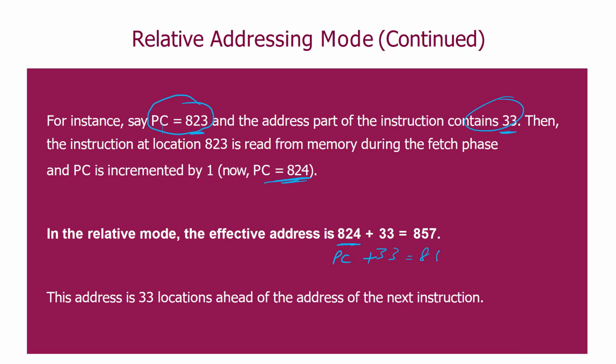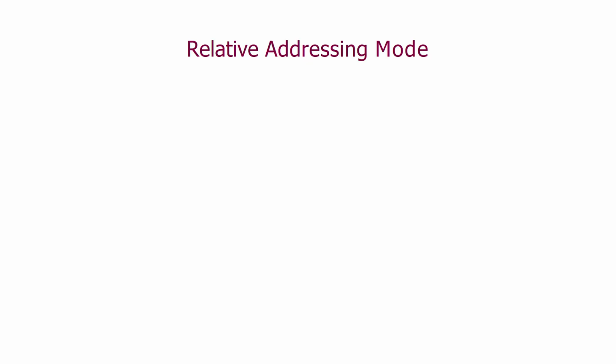So my effective address is 857. This address is 33 locations ahead of the address of the next instruction. Okay, so let's visualize one more example.